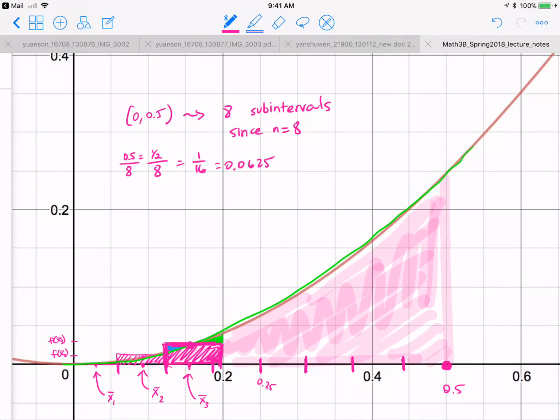And again, we can keep on doing this. You find the midpoint, you create a rectangle that has the width of your subinterval, and the height is determined by the value of the function at that midpoint. So that's why it's called the midpoint rule, because you're using the midpoint of the subinterval to determine the height of your rectangle, okay?